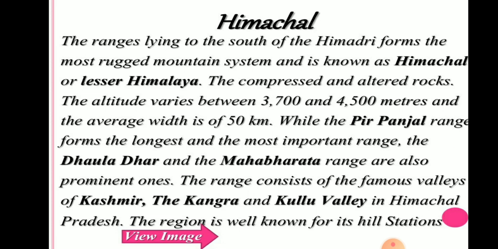And we have the Dhauladhar and Mahabharata ranges also here in this part of the Himalaya, and the range consists of the famous valleys of Kashmir, Kangra, and Kulu. These are the important valleys found here in the Himachal part of the Himalayan mountain range. The region is well known for its hill stations.